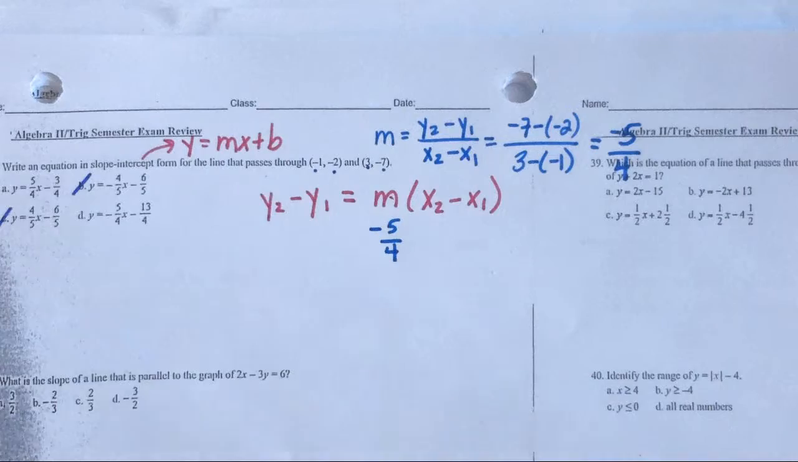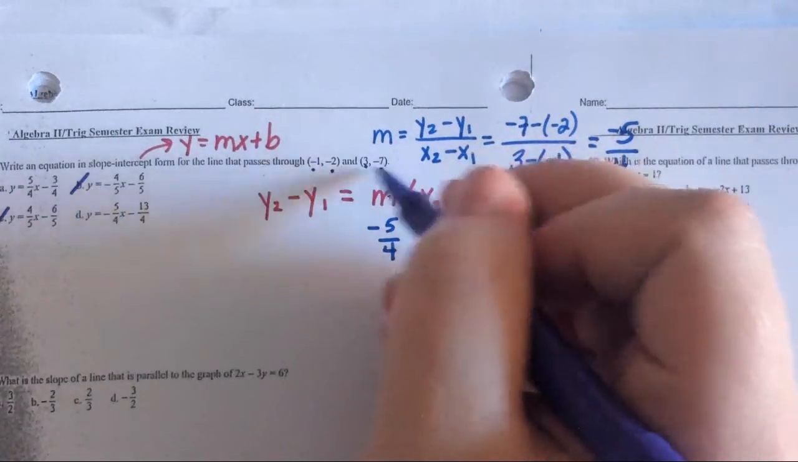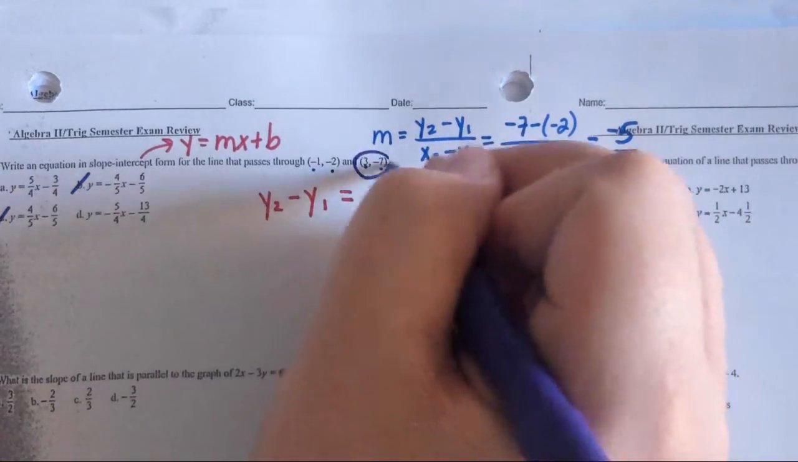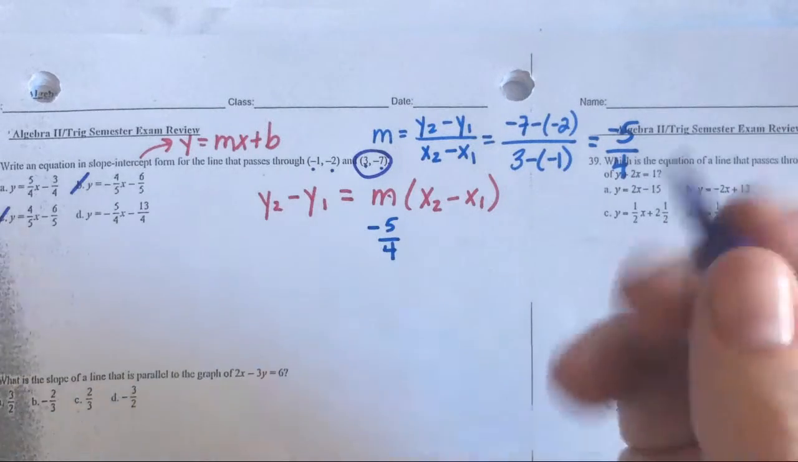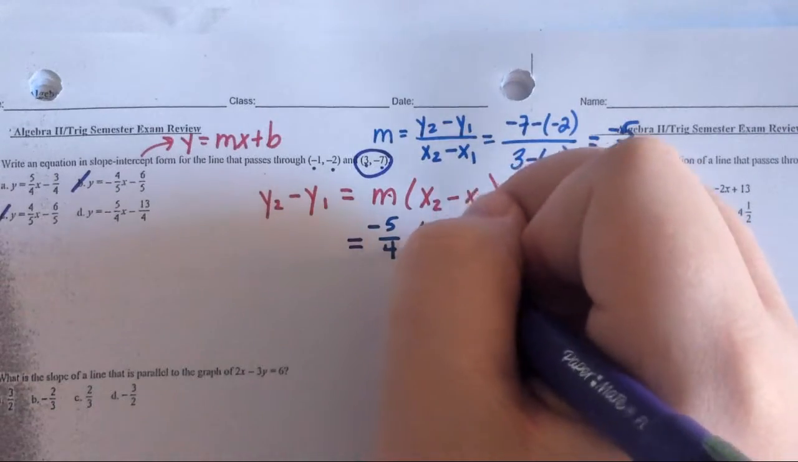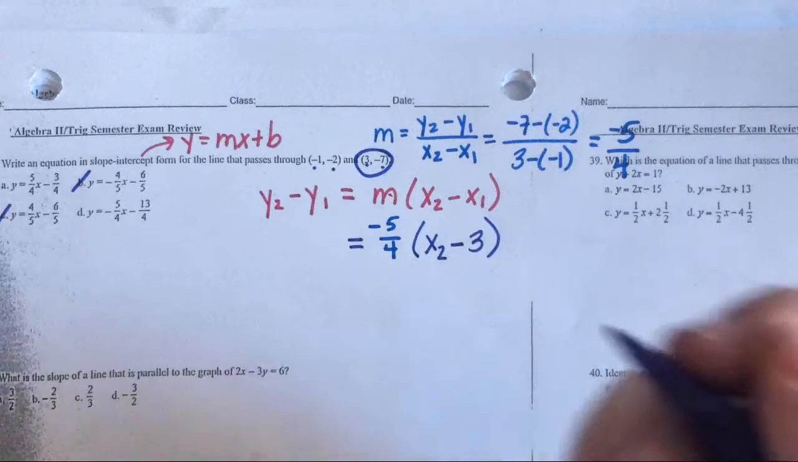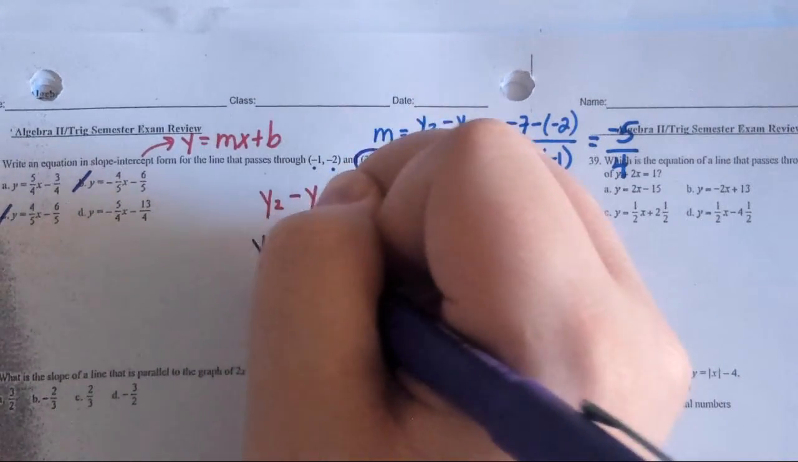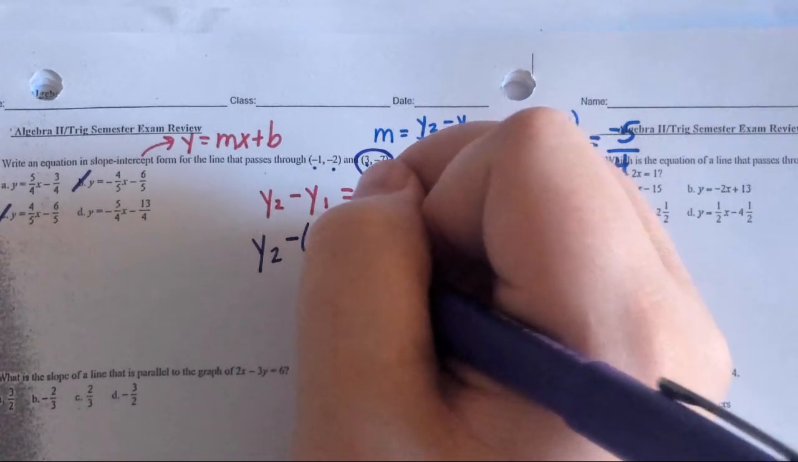Okay, but I do still get to pick a point to plug in. So I can pick negative 1, negative 2, or I can pick 3, negative 7. I'm going to pick 3, negative 7. Why do you think I'm going to pick that one over negative 1, negative 2? I'm least likely to make a mistake with what? The signs. I picked the one that had 1 positive, 1 negative, not both negatives.